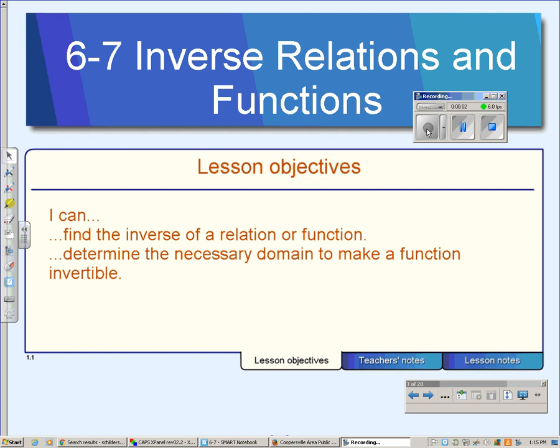This is lesson 6-7, part 1. In this lesson, we'll learn how to make an inverse function and we'll learn how to determine the domain.